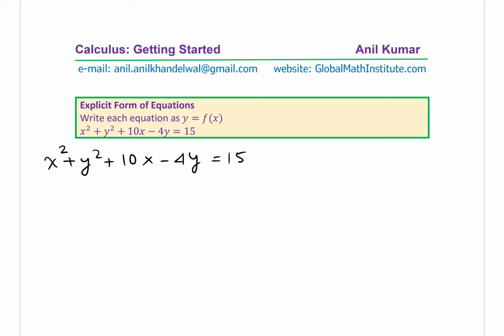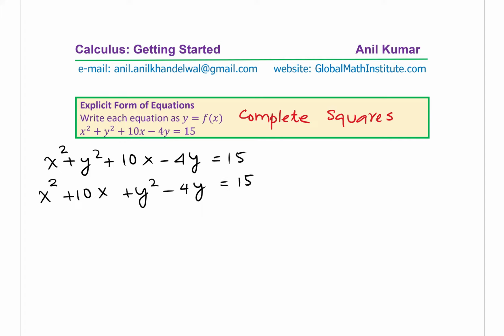We'll again do completing the squares. So here again, the strategy actually is completing squares. As you can see, completing squares is indeed a very important strategy. So let's collect the x terms together. First, we have x squared plus 10x, and on the y side, we have plus y squared minus 4y, and we have 15 on the other side.